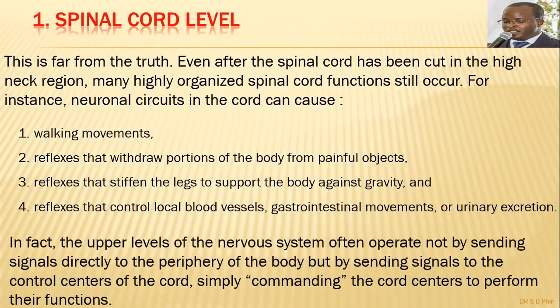So in fact, the upper levels of the nervous system often operate not by sending signals directly to the peripheral parts of the body, but by sending signals to control centers of the spinal cord, simply commanding these centers to perform their functions. It means that the higher centers, the subcortical and the cortical level, are mainly sending information to coordinate the centers located within the spinal cord. So even if you cut them off, you find that they are able to operate on their own.